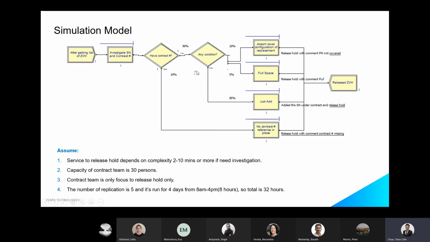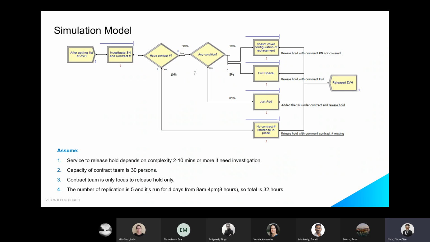So this is my simulation model. It comes from getting the list of the verification holds and investigating the contract number. We looked at how many percent have a contract number and any additional reasons for releasing the hold. I made some assumptions. The service time to release a hold depends on the complexity: 2 to 10 minutes, or more if it needs investigation.